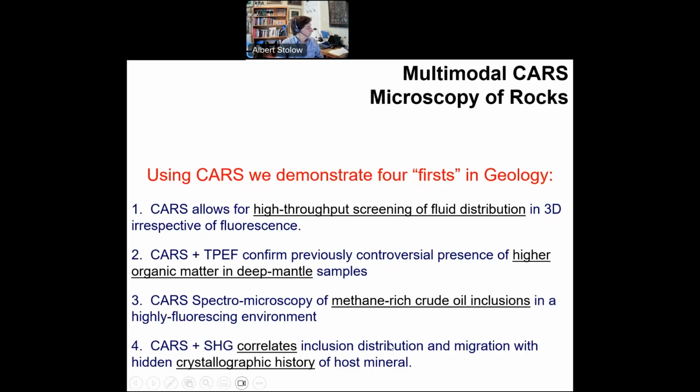We can do spectroscopy because we get Raman information. I can also do spectroscopy inside these gas bubbles and tell you what's inside without having to crack it open. It's a non-contact chemical specific imaging. And finally, because I can do CARS and second harmonic generation, I can make correlations between the distribution of these fluid inclusions and the crystalline history of the rock.